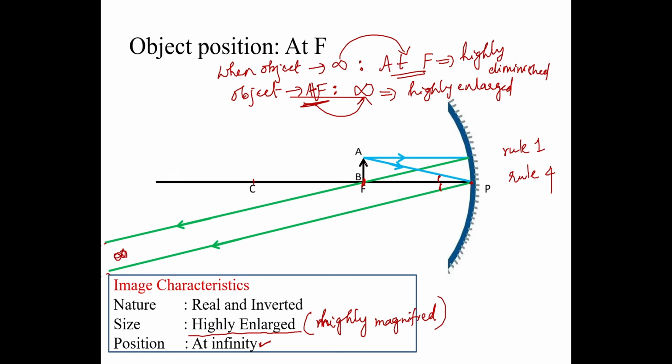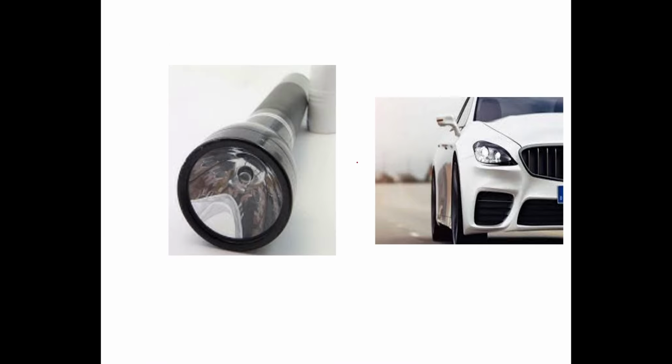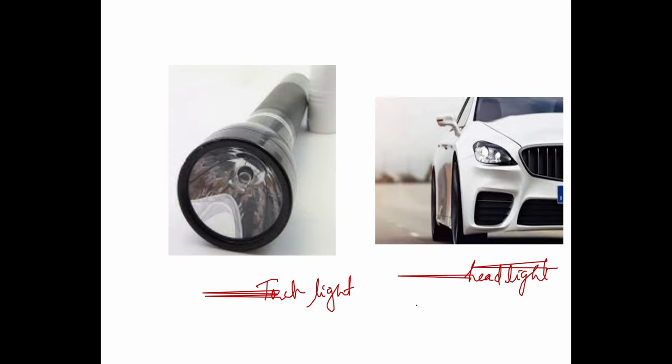When your object is placed at F, where are we using in our real life? Yes, in torchlight. We use in torchlight, and we use in headlights, car headlights, or vehicle headlights. So here the bulb is, this is the bulb. The bulb is fixed at the focus, and this part of the mirror is the concave mirror.